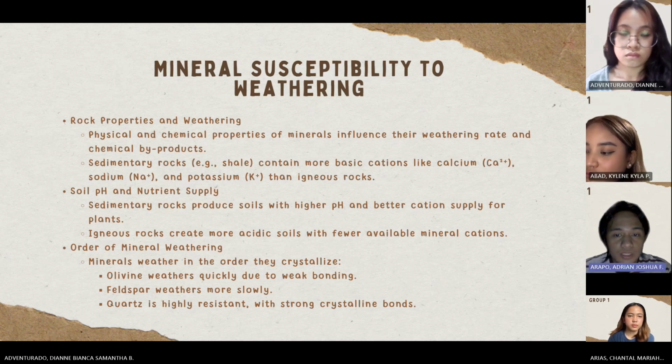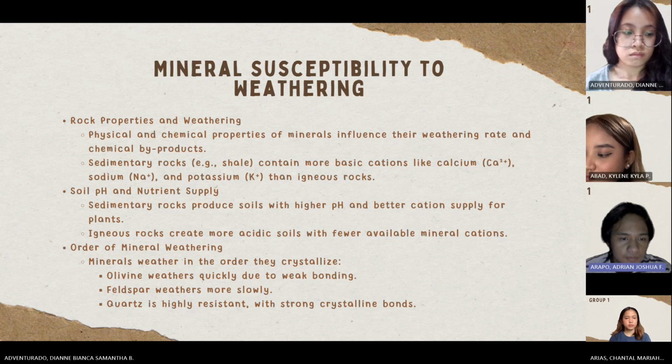The order of mineral weathering, for an example, olivine weathers the fastest because of its weak bonding. Feldspar takes longer to weather, while quartz is the most resistant due to its strong crystalline bonds. As you can see, or as you all know, quartz is like a crystal formed rock, meaning it has strong bonds with each other, which causes it to be less susceptible to weather. Next slide, please.